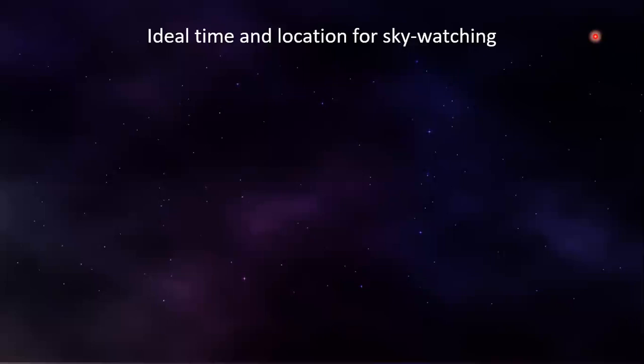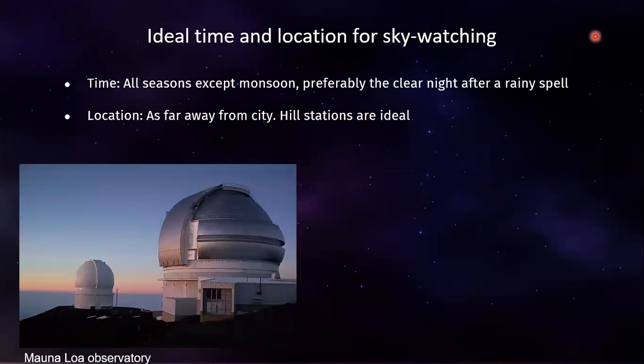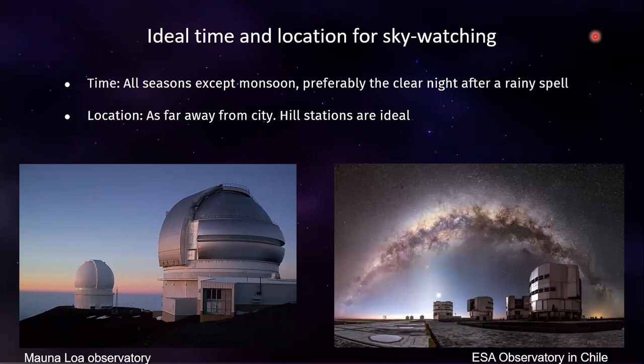Now, what is the ideal time and location for sky watching? Spring and autumn are the best seasons for sky watching, and especially those nights which come after a rainy spell. After a rainy spell, the sky gets clear of all the pollution and smog, so those nights are the best. If you are doing some serious astrophotography, you have to go as far away from cities as you can, preferably some hill stations or some rural settings. You will see that most observatories are located in some desert-like environment or on top of some hill, which is due to these factors.